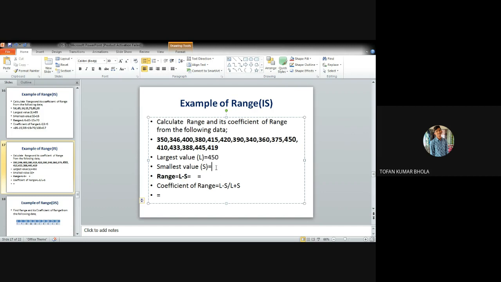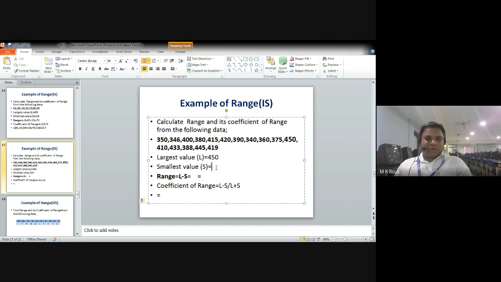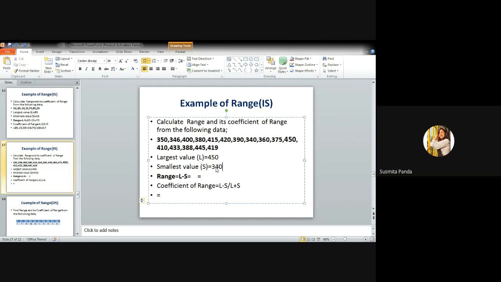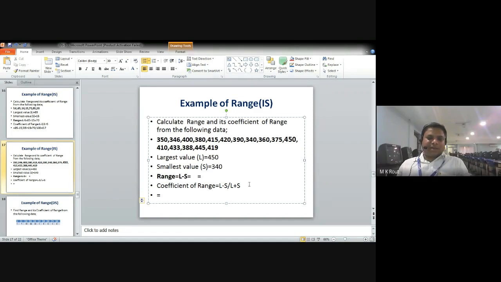And what is the lowest number? Check properly. 340. 340 is the lowest number, the smallest value.